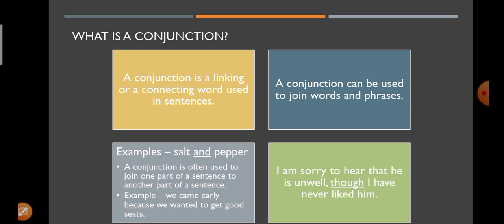Another example, we can see that we came early because we wanted to get good seats. Here the word because is connecting two parts of the sentence, that is, we came early, and the other part of the sentence is we wanted to get good seats. So both parts of the sentence are connected with the word because. So because is a conjunction here. Another example is I am sorry to hear that he is unwell, though I have never liked him. Again, the word though is linking both parts of the sentence with each other.